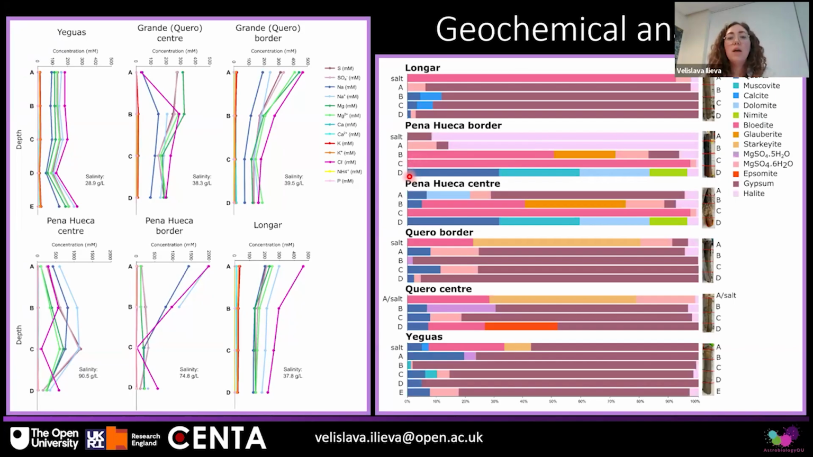And then at the bottom, we identified the orange clay-like sediment as clay, muscovite, and as well we had some quartz, calcite, and dolomite.